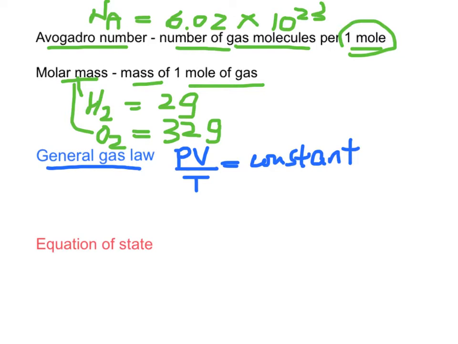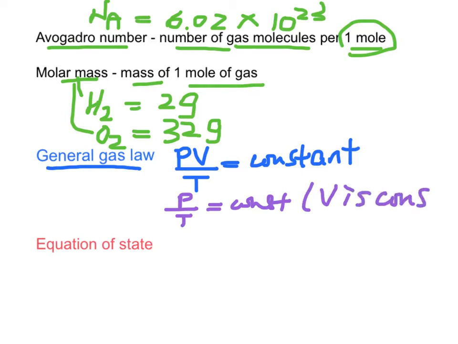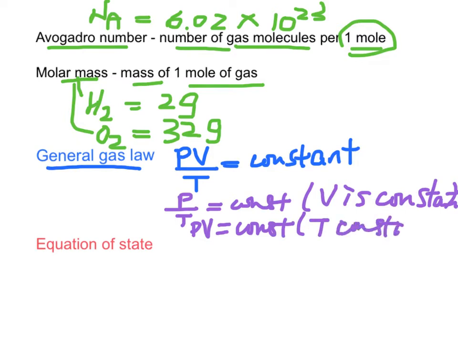When V is constant, we have P over T equal to constant value, right? If T is constant, we have PV equal to constant. Also, when P is constant, we will have V over T is constant.